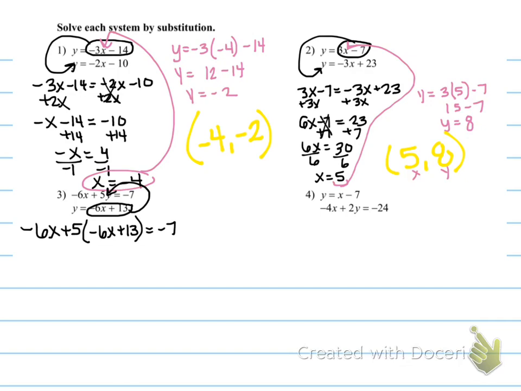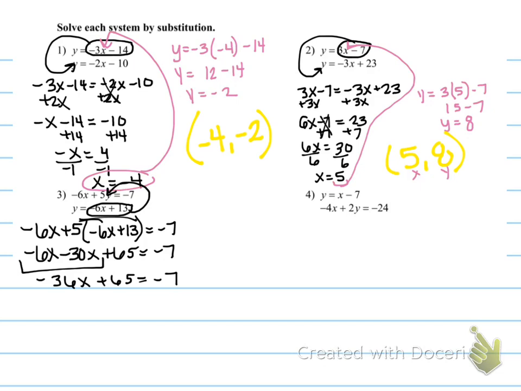But I've got parentheses, so I need to distribute to continue solving. So my negative 6x stays the same. 5 times negative 6x gets me a negative 30x. And then I got 5 times 13, which gives me a 65. And then equals negative 7. Alright, but notice we've got like terms here. I've got a negative 6x and a negative 30x, which gets us negative 36x. And I can bring down that plus 65 and then equals negative 7.